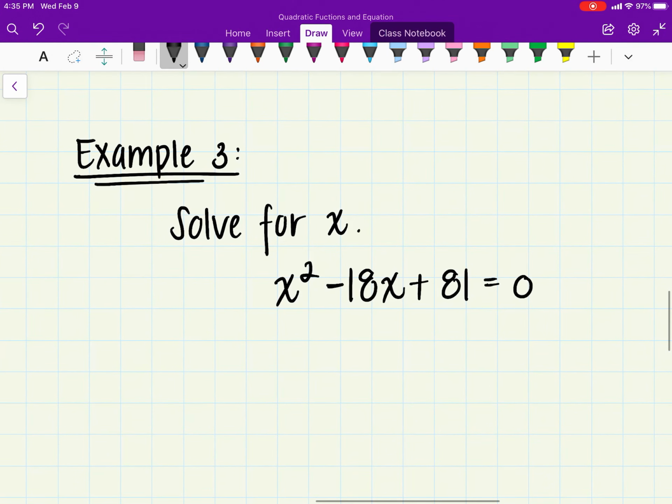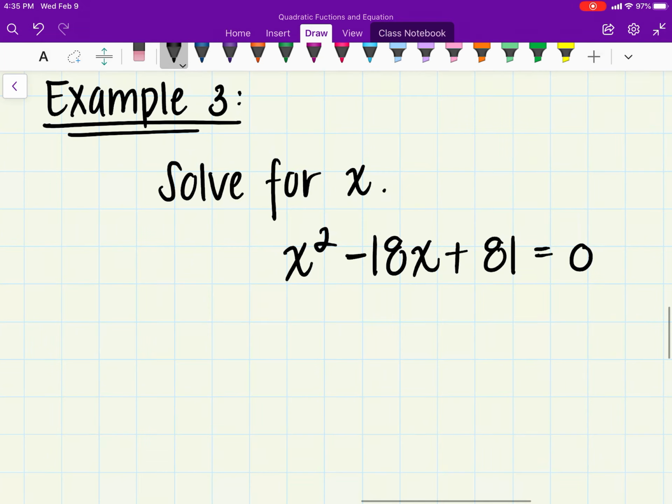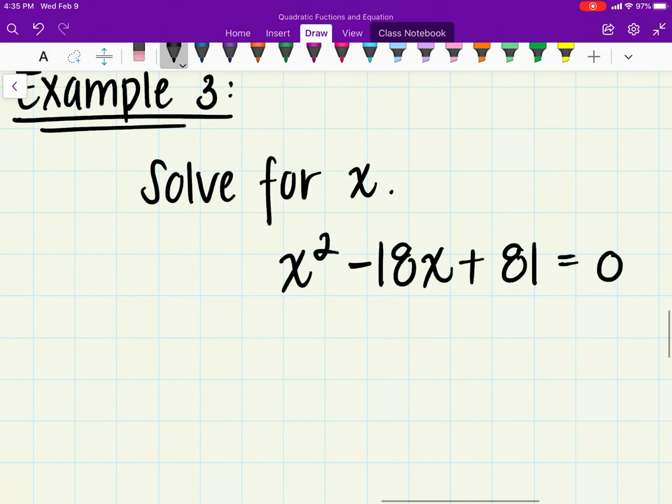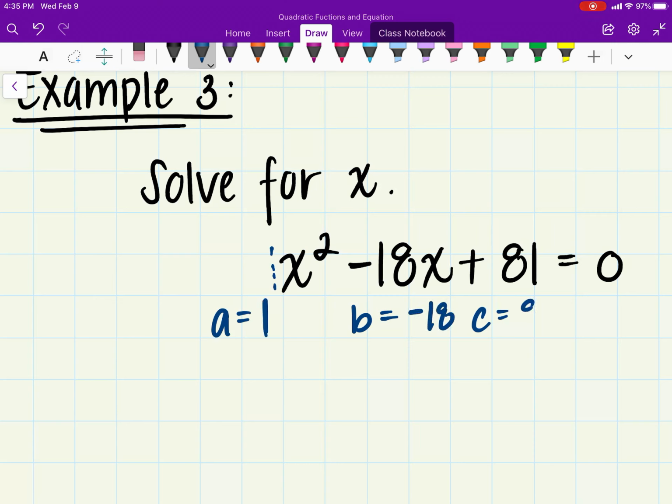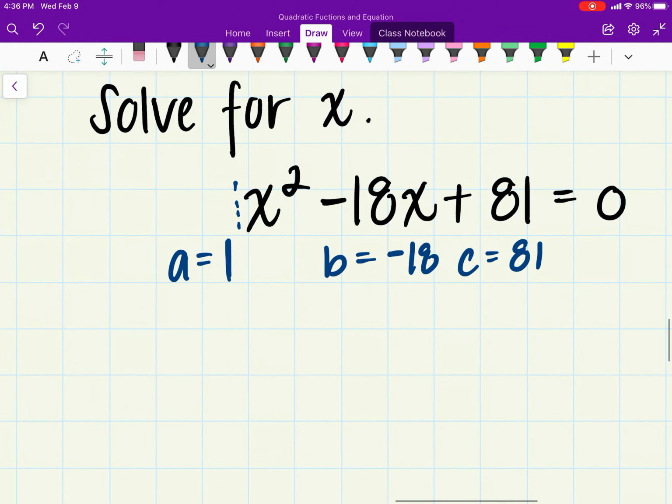Now, let's go ahead and take a look at example 3. Same idea here. First off, if we check for any GCFs, any numbers that could divide into 1, 18, and 81, there actually isn't any other than 1. So let's move on to identifying A, B, and C. Since our equation here is in standard form, I know that A is the number in front of the x squared, B is the number in front of the x, and C is the number by itself, the constant.